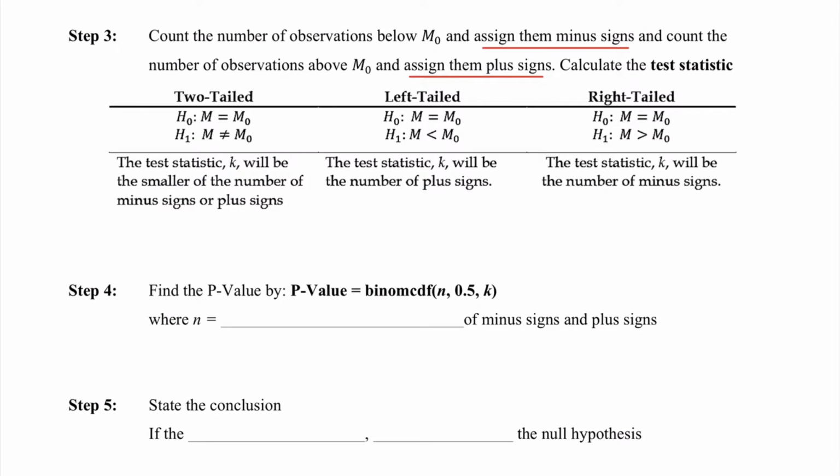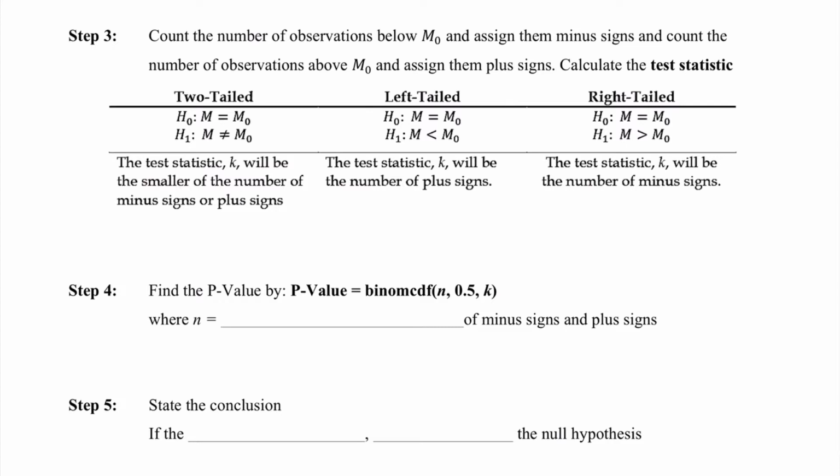And these would be based on the value of the median stated in our null hypothesis. Then the value of k is based on what type of test we're conducting. If we're conducting a two-tailed test, our test statistic k will be the smaller of the number of minus signs or plus signs. Now if we have a left-tailed test, our test statistic k will be the number of plus signs. It's kind of counterintuitive since we have a left-tailed test, so we're thinking less than, while our test statistic k ends up being the number of plus signs. However, with similar logic, a right-tailed test means that our test statistic k will be the number of minus signs.